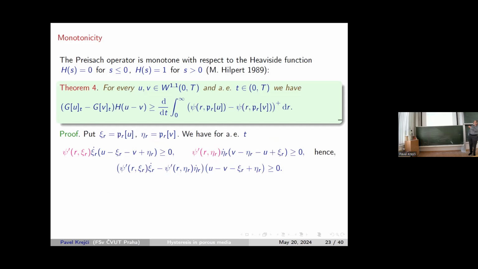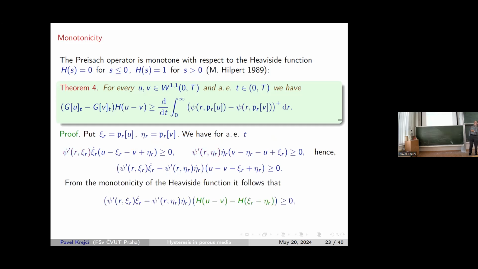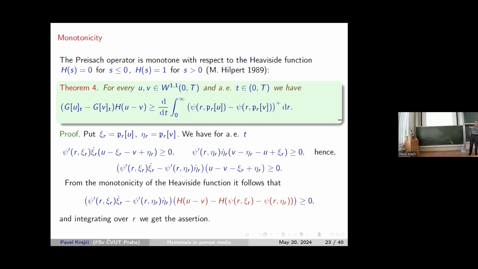And now H, the Heaviside function, is monotone. So it will still be true if we replace U minus V minus ξ_r minus η_r by the difference of the Heaviside functions. But the Heaviside function is a very special function. So the inequality will still be true if you replace the Heaviside function with the Heaviside function of ψ of ξ_r minus ψ of η_r. But this is exactly just integrating over r and we get exactly the formula of this.